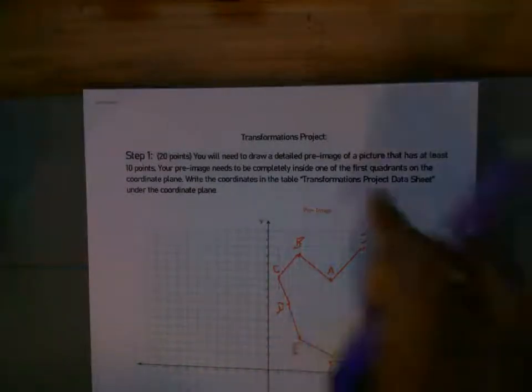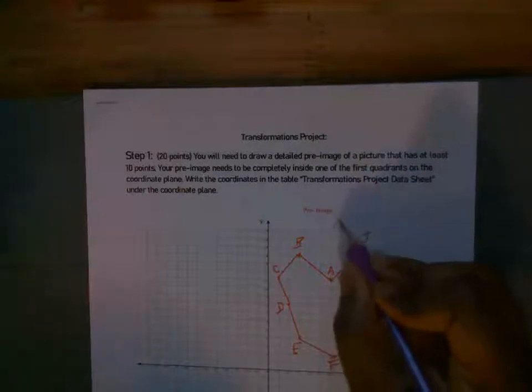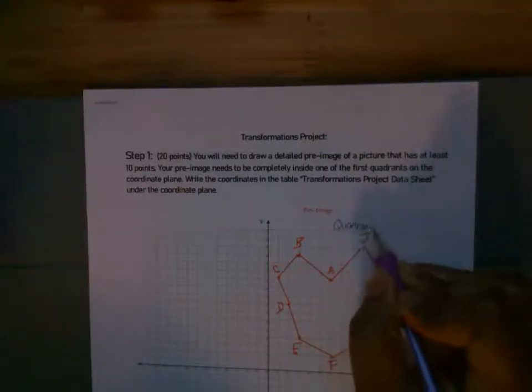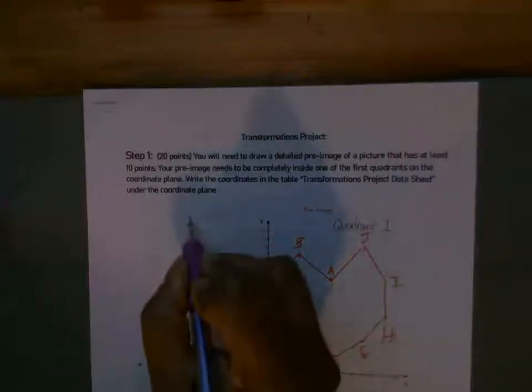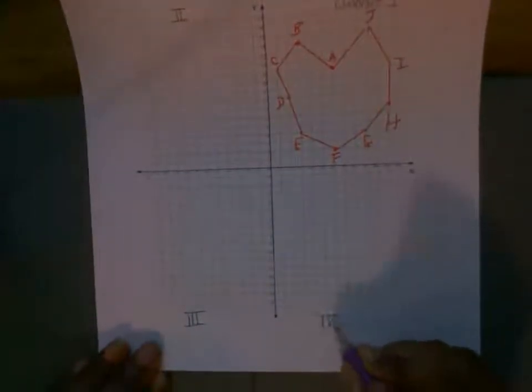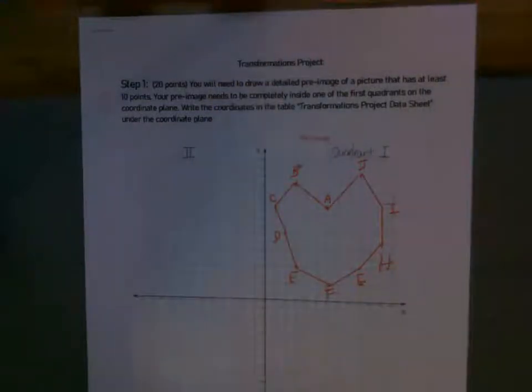Your pre-image must be in quadrant one. This is quadrant one, okay? Just in case you forget, this is quadrant two. This at the bottom is quadrant three, and this is quadrant four, okay? All right, so your pre-image needs to be in quadrant one only. This is your pre-image. It should be in quadrant one only. Any questions about that?